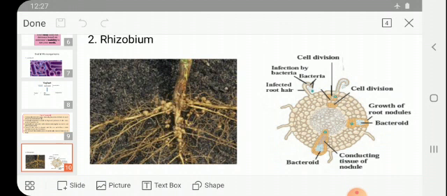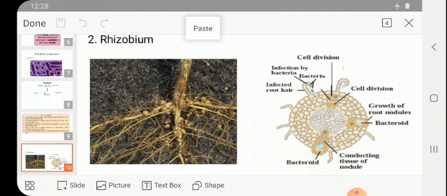Day before yesterday, we studied one of the useful microorganisms, that is lactobacilli. Lactobacilli are rod-shaped bacteria. They are present in the milk and yogurt that you studied. Today we are going to study another important useful microorganism, which is also a type of bacteria called Rhizobium.